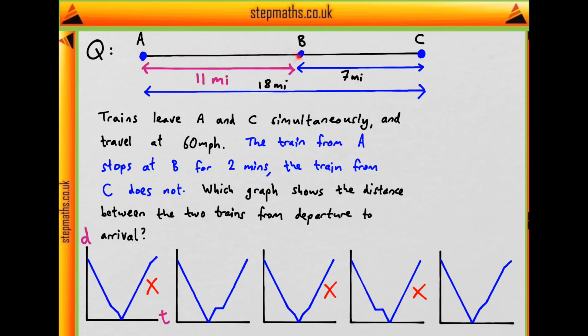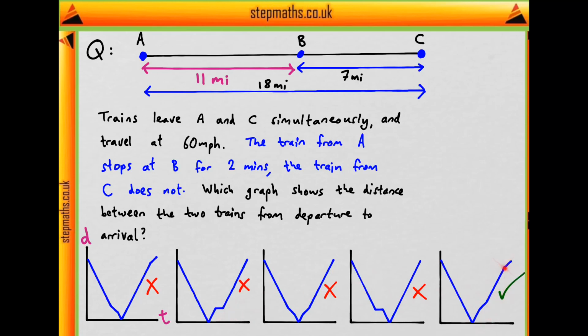So what happens after they meet? Well, train A is going to keep going and reach B, and we know that this train stops at B for 2 minutes, and train C just carries on towards A. So what's the graph going to look like when train A is stopped? Well, we've got the choice of the distance stopping, changing altogether, or changing more slowly. Which one's it going to be? Well, while train A is stopped at B, train C is still moving. So the distance is going to keep increasing, just at a slightly slower rate. So that means this one is wrong, and this one is correct.